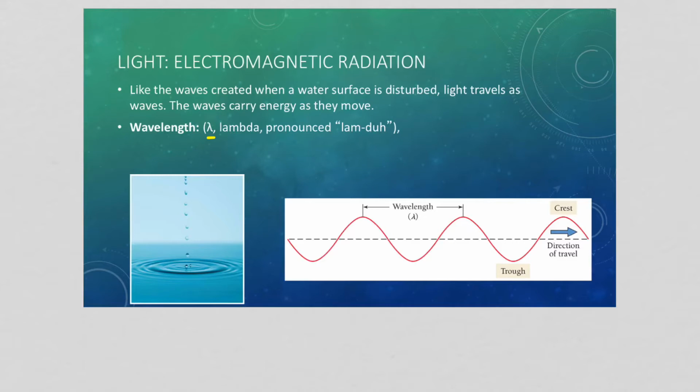And wavelength is simply the distance between adjacent wave crests. So as we see here in the picture, our wavelength is from this crest to this crest, or any two adjacent crests. That is what we define as the wavelength, or the lambda.